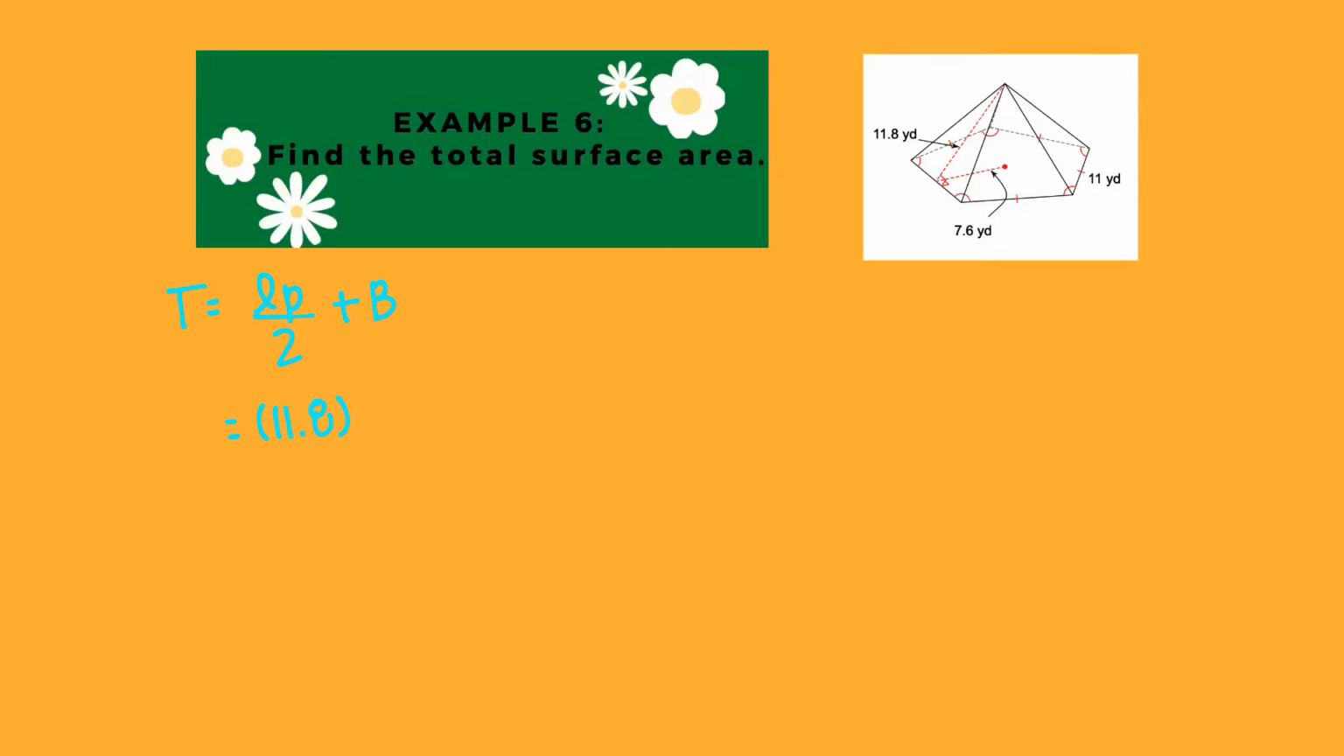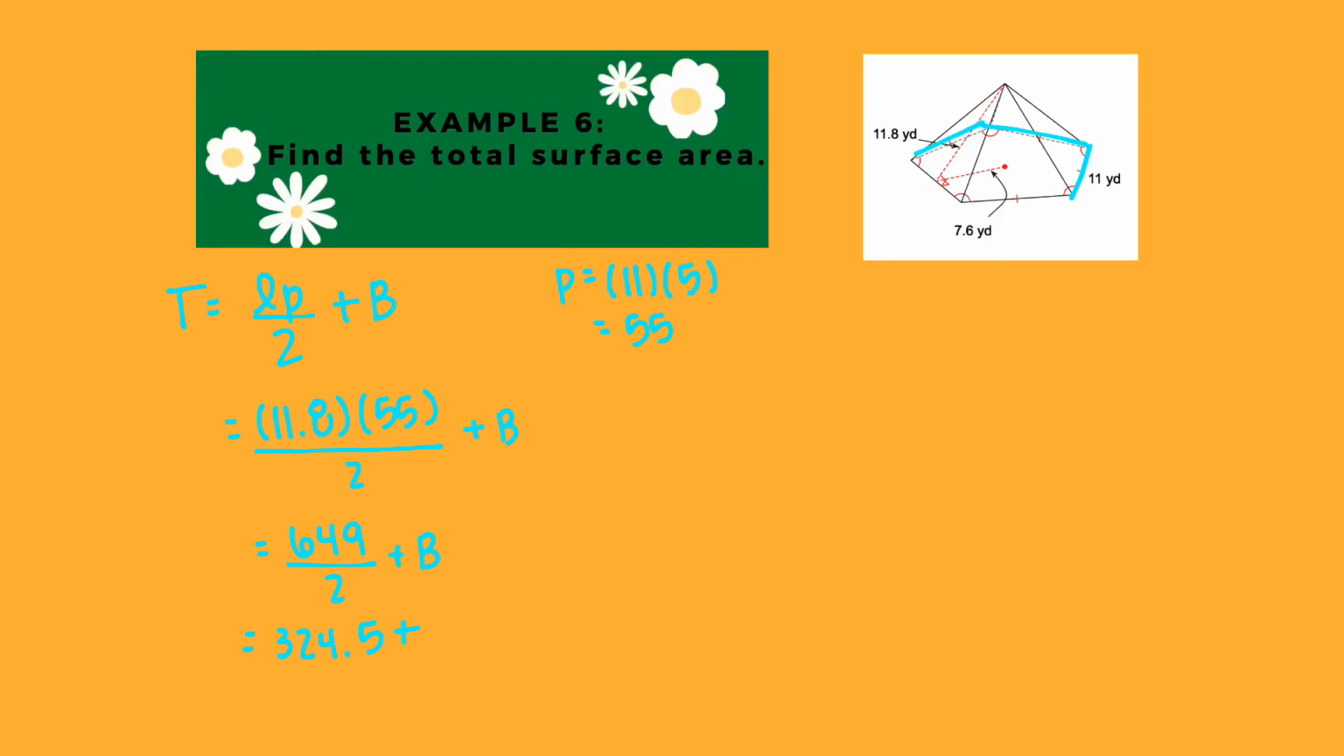The next thing I need to do is find that perimeter of the base. I know that each side length is 11 yards. I know it's a pentagon, so there are 5 sides. So 11 times 5 gives me 55. So I'm going to take my slant height, 11.8, multiply it by the perimeter, which I just found to be 55, and divide it by 2. When I do that, I end up with 649 divided by 2. And when I divide that by 2 in my calculator, I end up with 324.5.